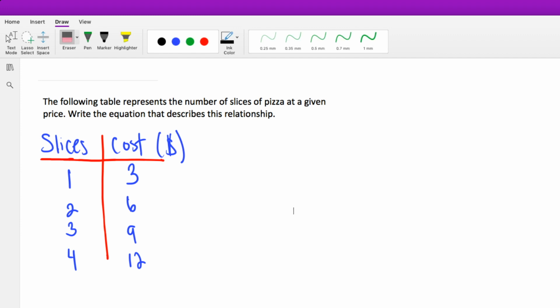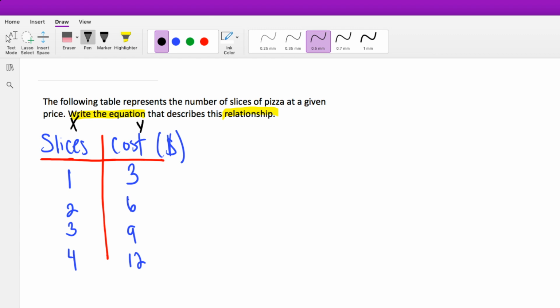The following table represents the number of slices of pizza at a given price. Write the equation that describes this relationship. Okay, so the question clearly tells us to write an equation based on the relationship shown in this table. So I'm going to go ahead and label our x and y. Here's our x column, here's our y column.